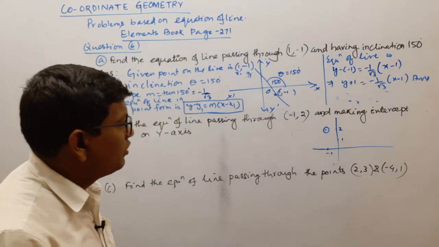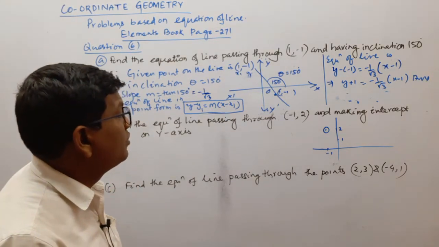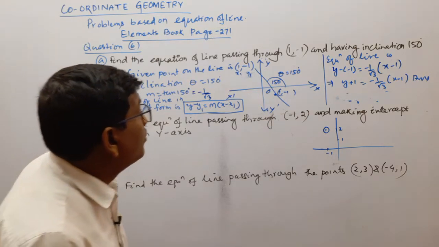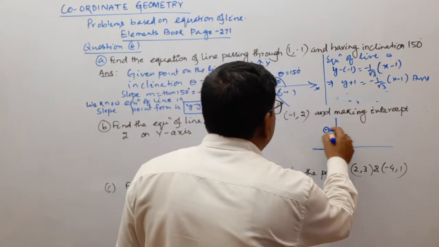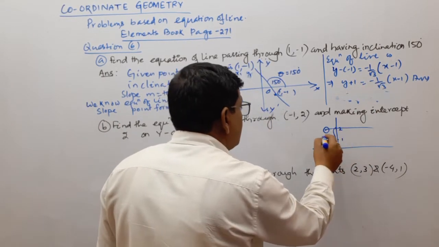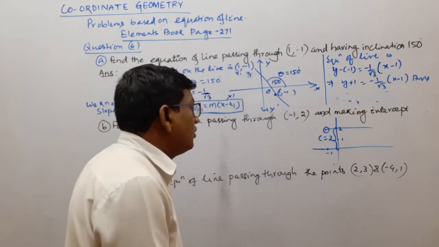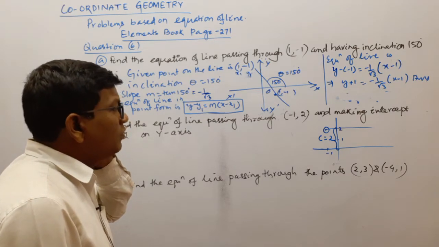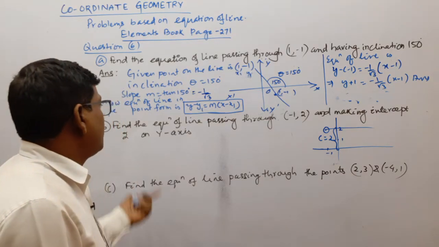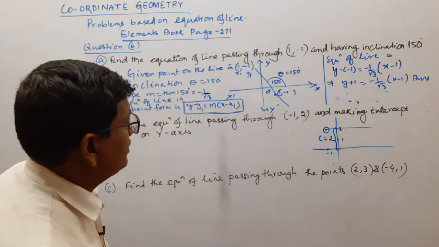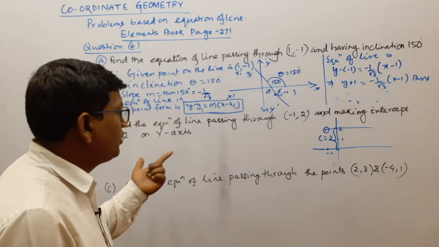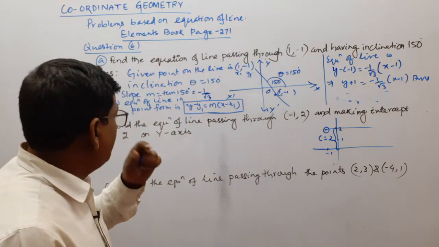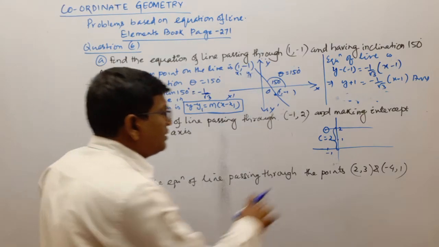This is the point (-1, 2), making intercept 2 on the y-axis like this. This distance, that is c, is equal to 2. So the line is what? The line is parallel to the x-axis. It passes through the point (-1, 2) and makes y-intercept, that is, this distance, equal to 2.